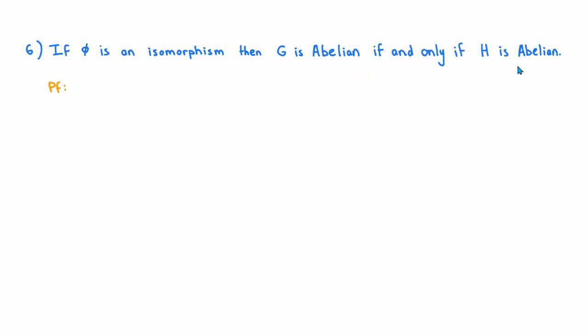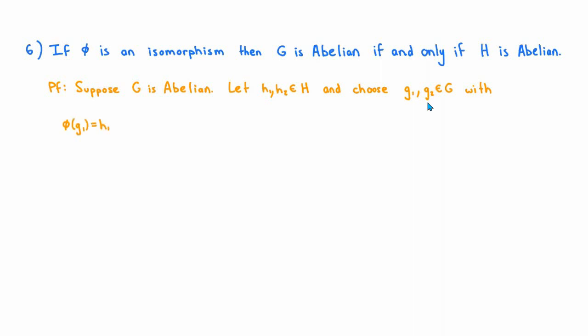To prove this, first of all, let's suppose that G is abelian and let's prove that H is abelian, and then we'll talk about how to prove the converse. So if G is abelian, then let's pick two elements h1 and h2 in H. And of course, what we'd like to show is that h1 times h2 is the same as h2 times h1. Well, since I have an isomorphism phi from G to H, I can choose elements g1 and g2 in G with the property that phi of g1 is h1 and phi of g2 is h2.